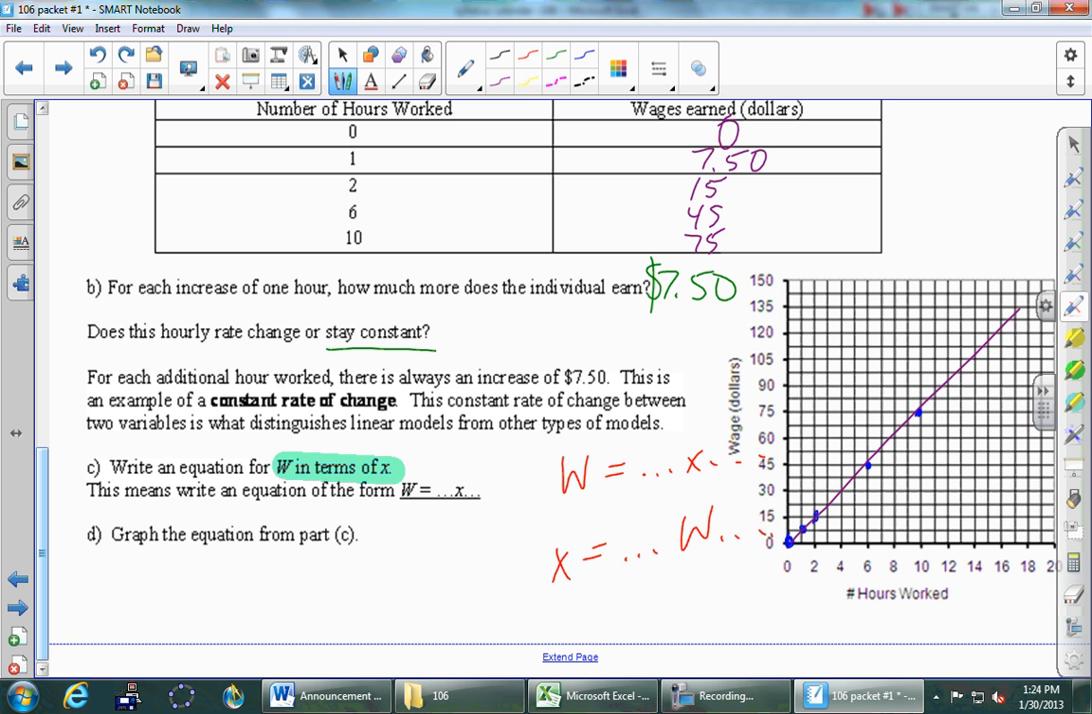So can you guys write an equation for W in terms of X? And again, check with your neighbors. Some people will have this right away. Others, it will take a little more time, and that's fine.